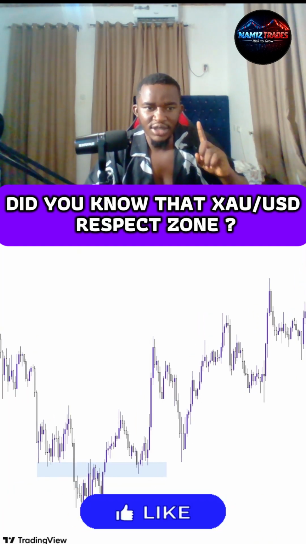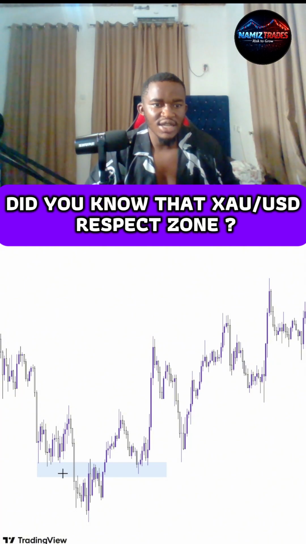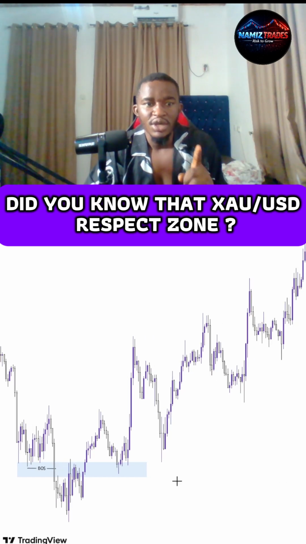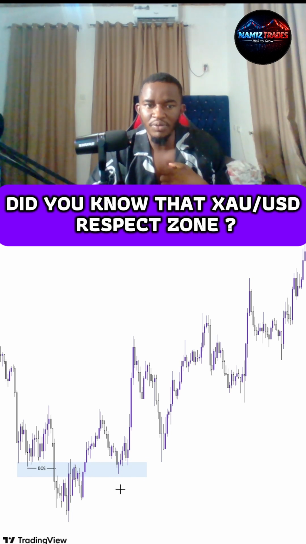Why is this zone valid? I'm going to explain it. This is the last change of character. This is the last break of structure. Then after that, the price goes up and comes back. When it comes back, some people will not take a trade here. But for me, I will not take a trade here.